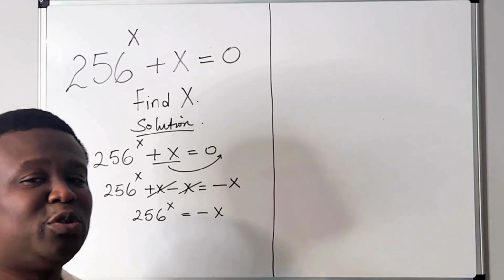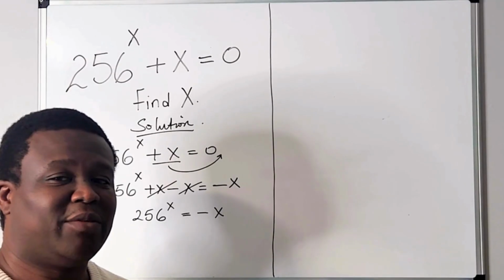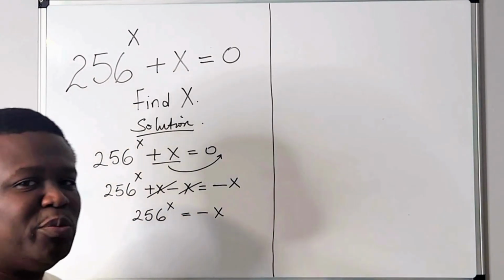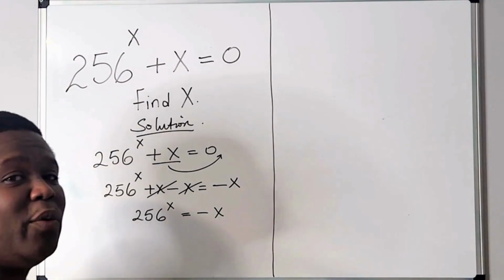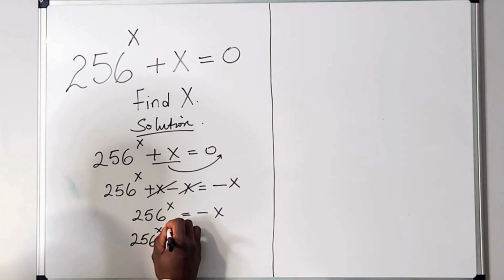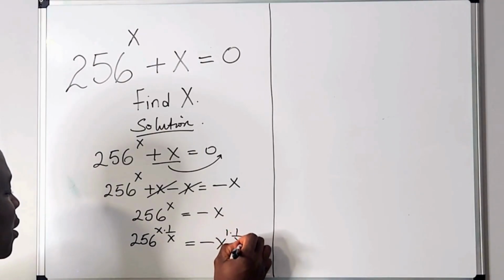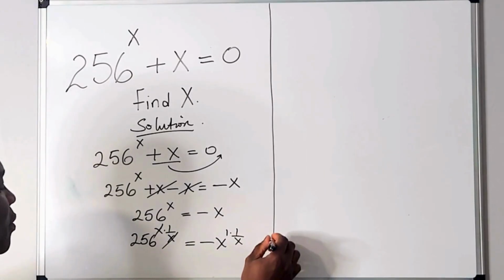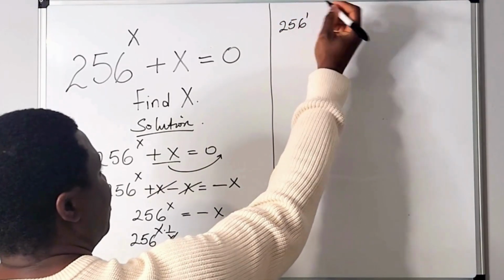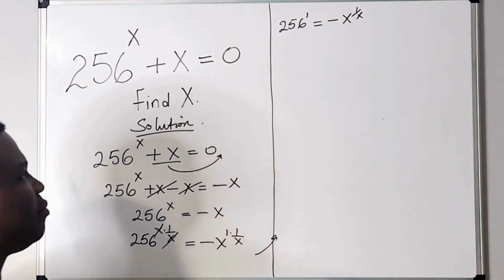Now, the next thing for us is to try to get the variables to one side of the equation, and then we just leave the numbers to one side of the equation. So we have a power of x. To get rid of this, we just multiply by 1 over x, okay? And then we have to do it to both sides as well. So now this becomes 256 raised to the power x times 1 over x, and minus x is raised to the power 1 times 1 over x. X cancels out. So now what we have is 256 raised to the power 1, obviously, equals minus x raised to the power 1 over x.